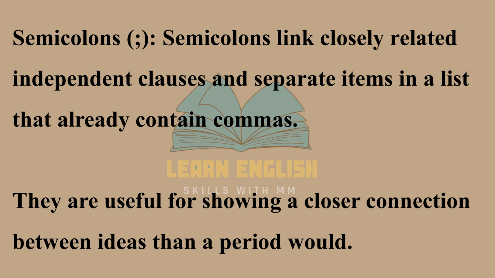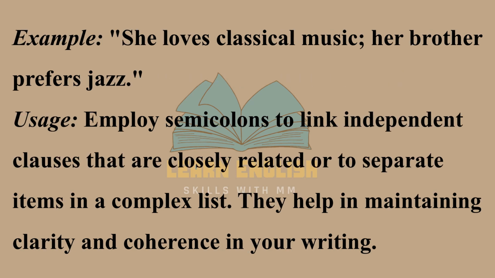Semicolons link closely related independent clauses and separate items in a list that already contain commas. They are useful for showing a closer connection between ideas than a period would. Example: she loves classical music; her brother prefers jazz. Usage: employ semicolons to link independent clauses that are closely related or to separate items in a complex list. They help in maintaining clarity and coherence in your writing.